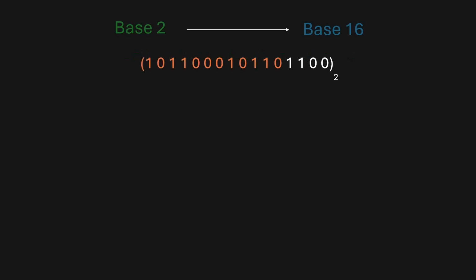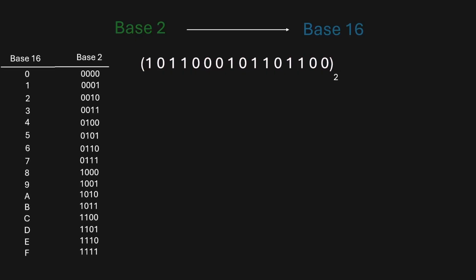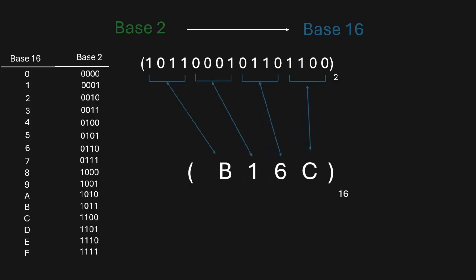Suppose we want to convert the number 1011001011001100 from base 2 to base 16. Here, we separate the first 4 bits which correspond to C in base 16. The next 4 bits correspond to 6 in base 16. The next 4 bits correspond to 1 in base 16, and the last 4 bits correspond to B in base 16. Likewise, we can easily go in the opposite direction by converting each digit of a base 16 number into its corresponding 4-bit representation in base 2.